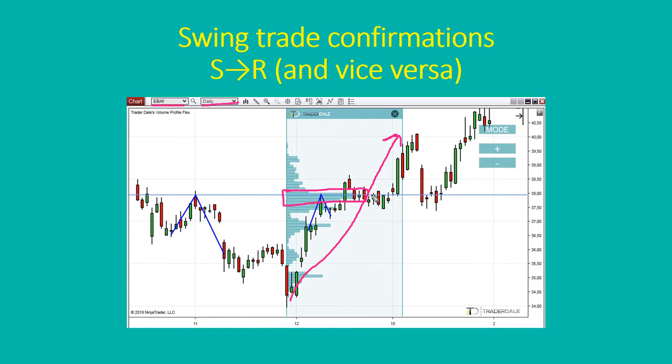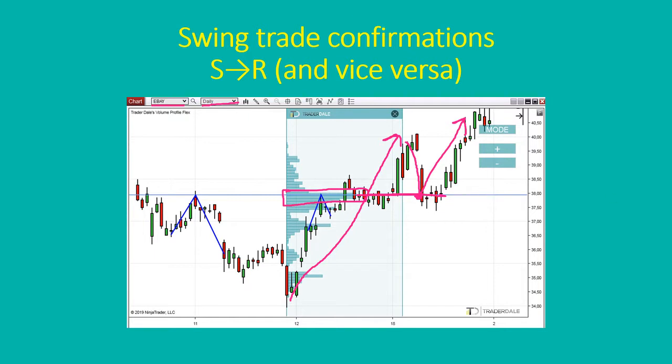So again, this is the trend setup. With this setup, you wait for pullback. And this is the place you want to go long from. This line where the volumes were the heaviest, all right, within the volume cluster.